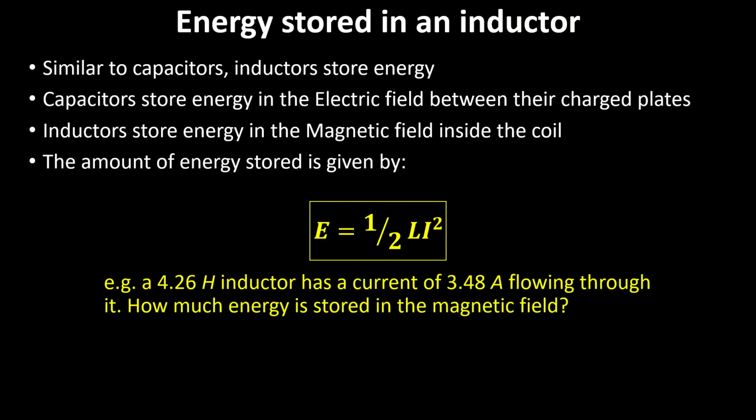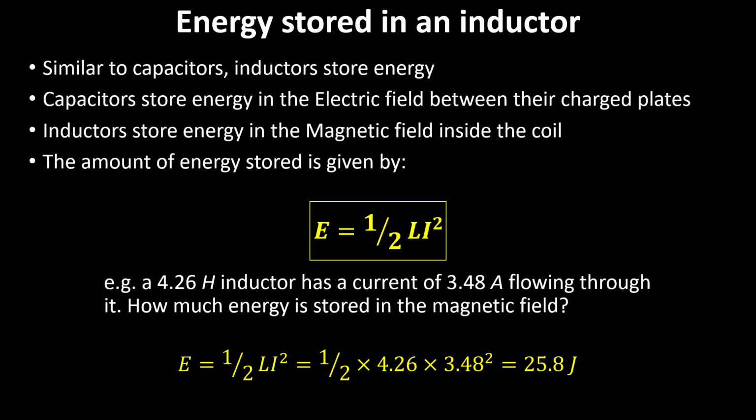Okay, so for example, if we took the same numbers from before, we had our 4.26 Henry inductor and the current got up to 3.48 amps. How much energy is stored in the magnetic field? So the energy is 1/2 L i squared, and if we plug in the numbers, we've got a self-inductance of 4.26 Henrys and a current of 3.48 amps, gives us 25.8 joules. That's how much energy would be stored in the magnetic field. Okay, so that's sort of the basic stuff.